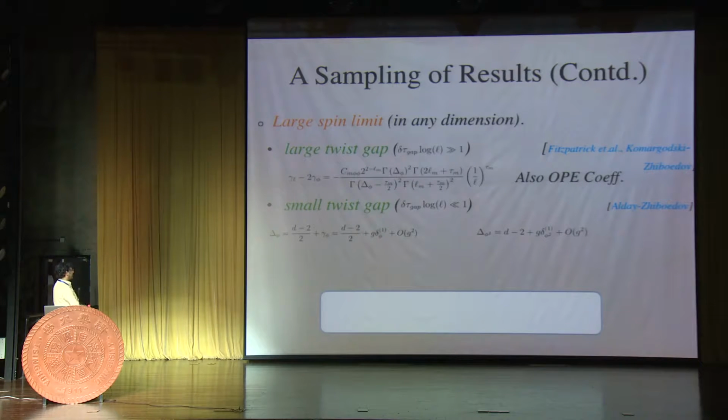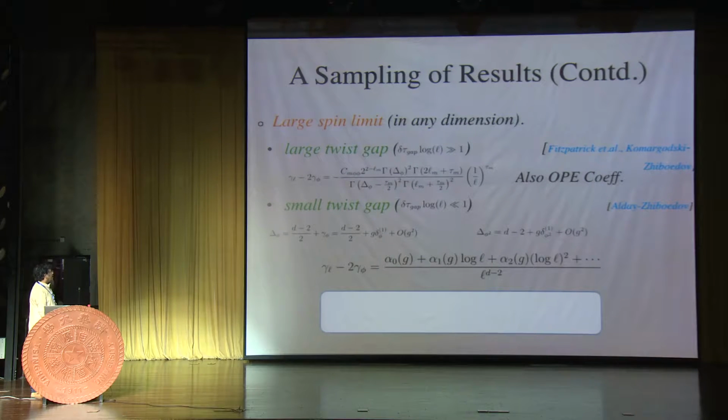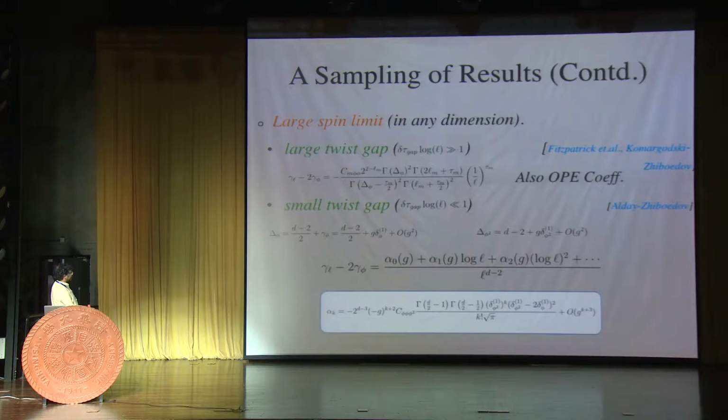There's an opposite regime, which Zhibodev talked about in last year's strings meeting in Bangalore. There you have, again, an expansion for the anomalous dimensions. There's a sort of expansion in terms of logarithms. But those methods were unable to fix these coefficients. And here one can fix the coefficients in terms of the dimensions in a fairly explicit way.